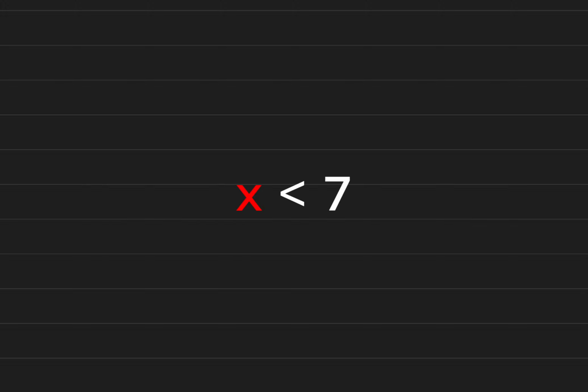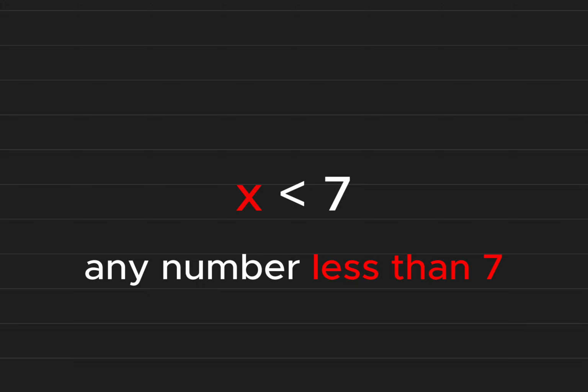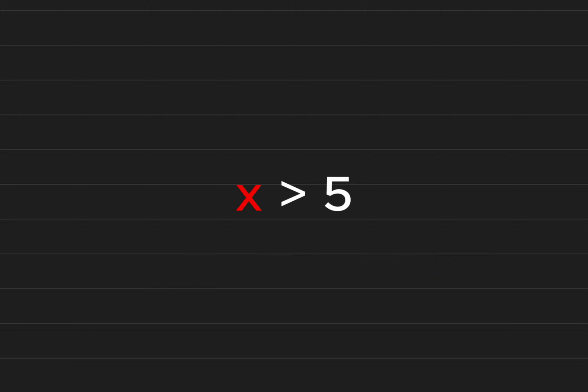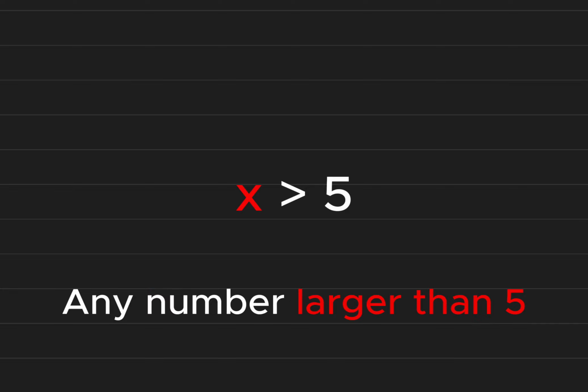For example, this means that the value x can be any number that is smaller than 7. So it can be 5 or it can be 2, -5, -6, any number that is smaller than 7. Now the other way around, this means that x can be any value that is larger than 5. So it could be 6, 10, 50, 100, any number that is larger than 5.